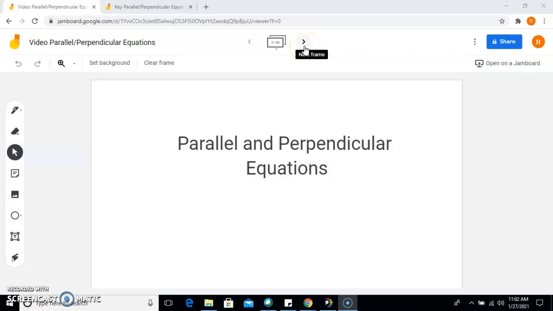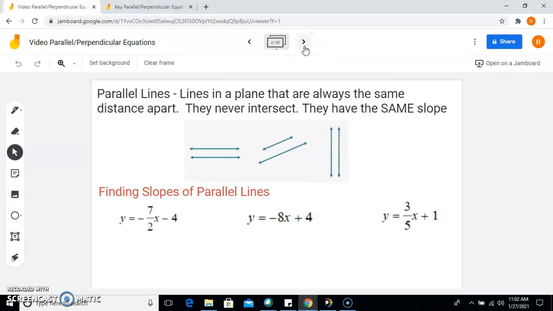Today we're going to be talking about parallel and perpendicular equations. Parallel lines are lines in a plane that are always the same distance apart. They never intersect and they have the same slope. That is what is important to us, that we know they have the same slope.